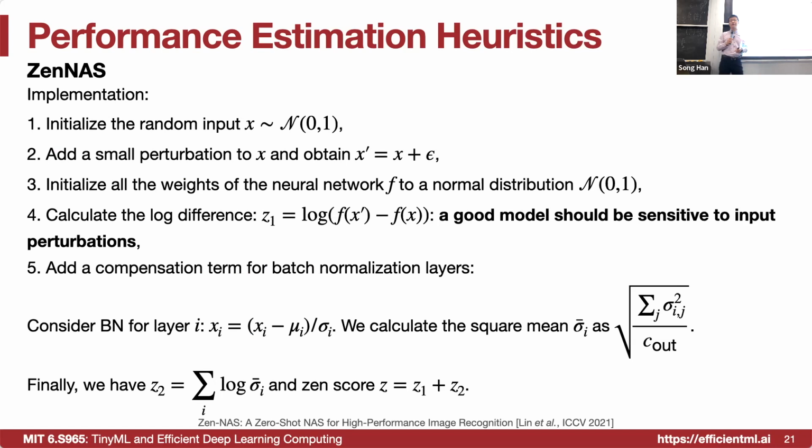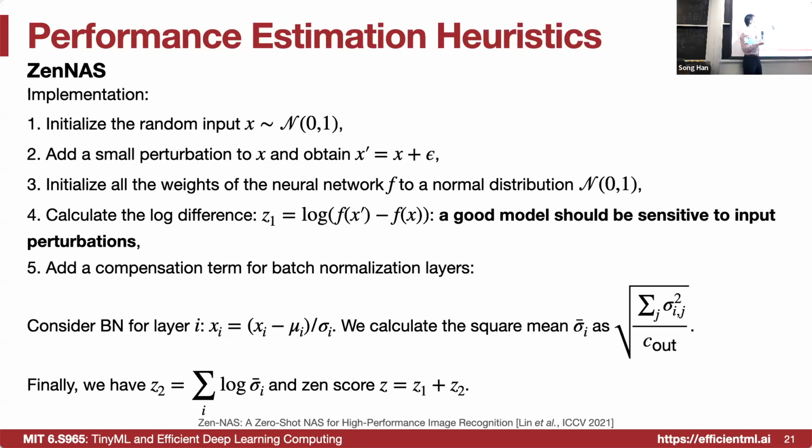The first one is called ZNAS. The idea is that given a neural network, we initialize a random input, and also add a small perturbation to the original input x to get x prime. Then we initialize all the neural network weights to follow a normal distribution. So you have an architecture, you want to see if it is good, but you don't train it. You just randomly initialize the weights, and then given this perturbation of input, we want to see how large the output change is.